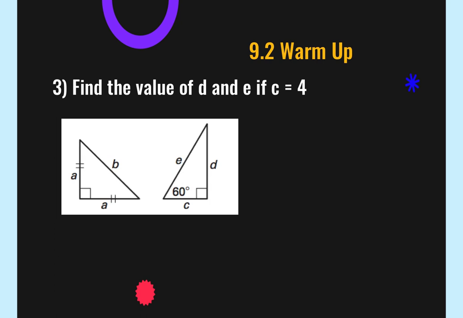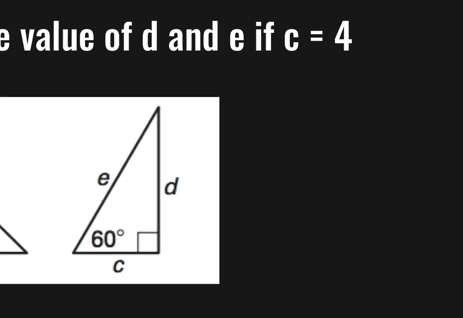Number 3 is now using the other triangle. So now we're on to the 30-60-90 triangle. Opposite the 30, which would be at the top, would be your A. Opposite the 60 on the right would be A root 3. And then opposite the 90, which is the E here, would be 2A. And this time it gives you C is 4. So it's giving you the A side, which means that D would be 4 root 3. And E would be 2 times 4 or 8.